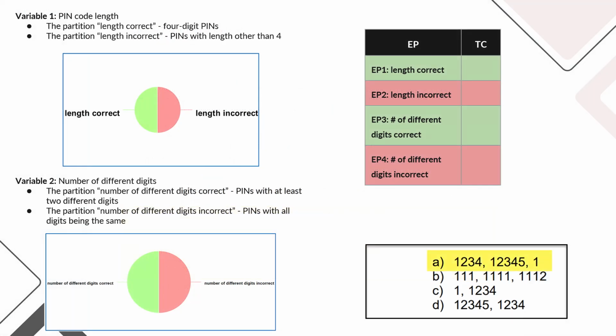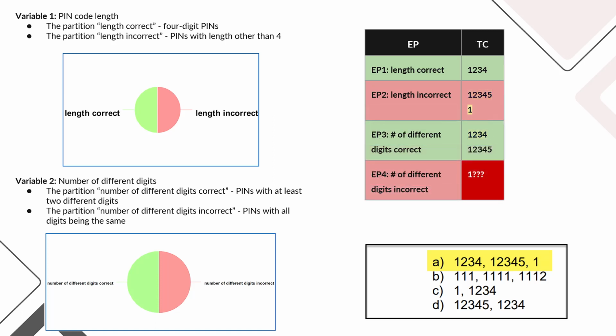Let's start with answer option A, which has 3 tests, with numbers 1, 2, 3, 4, 1, 2, 3, 4, 5, and only 1. The first test, 1, 2, 3, 4, covers 2 valid equivalence partitions, length correct and number of different digits correct. The second test, 1, 2, 3, 4, 5, covers the second invalid equivalence partition, length incorrect, and only 1 invalid equivalence partition is left to cover.